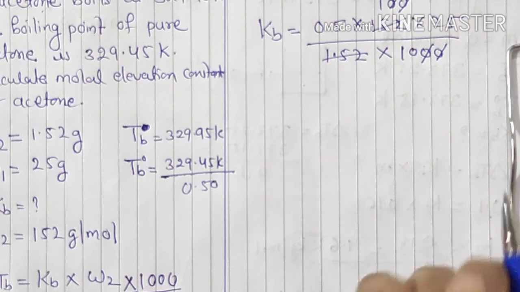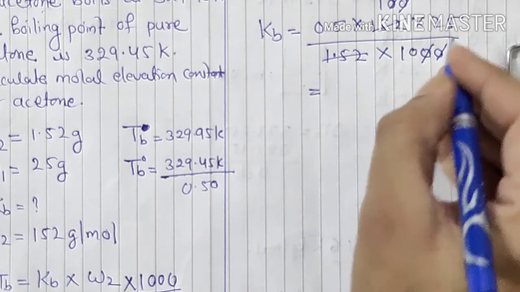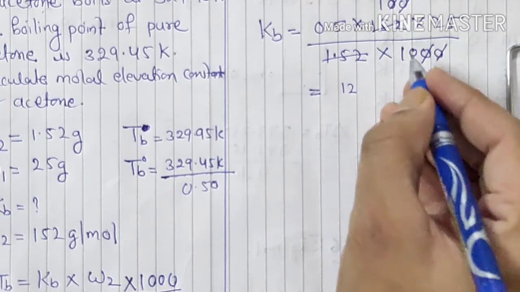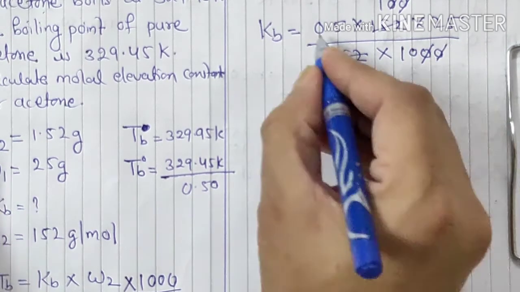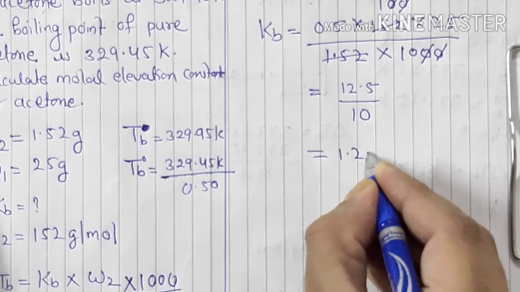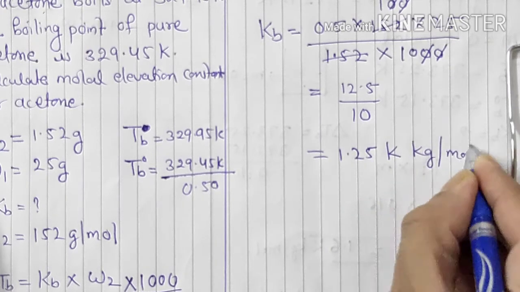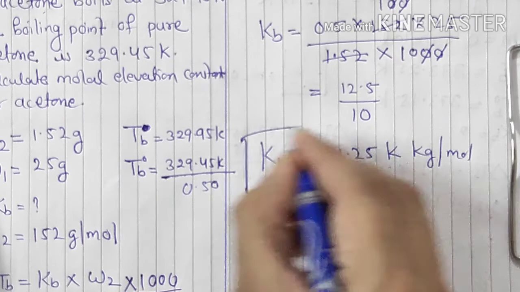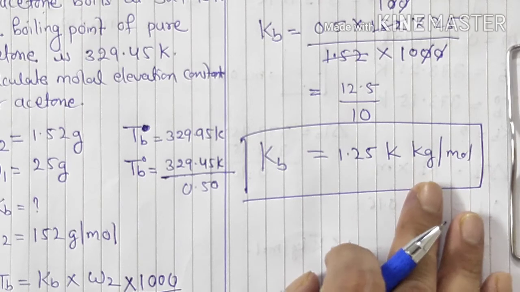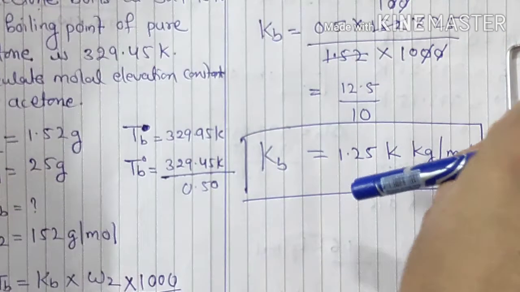Right? Now 25 into 0.5 means it will be 12.5, right? The half of that, 12.5. 0.5 into 25, 12.5 divided by 10, that is 1.25 Kelvin kg per mole. This is what Kb is. Clear, student? I hope this is clear, right? Now we have completed these 2 questions.